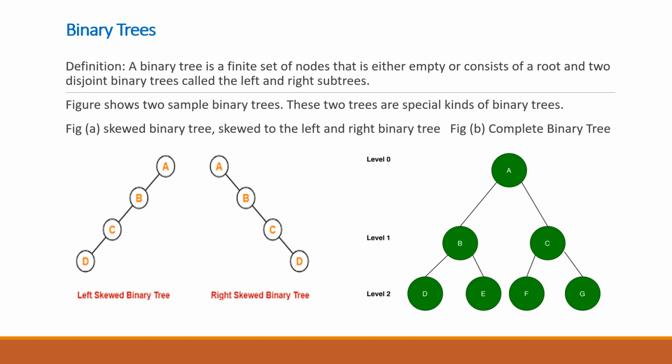The figure A, which I am pointing to, is called a skewed binary tree. It can be a skewed binary tree to the left or a skewed binary tree to the right.